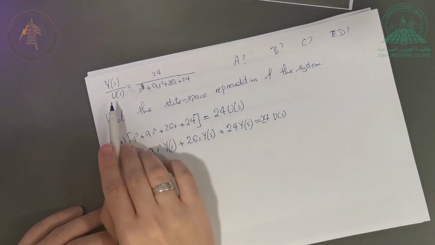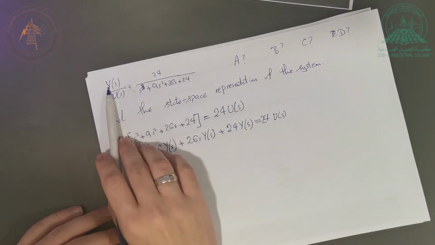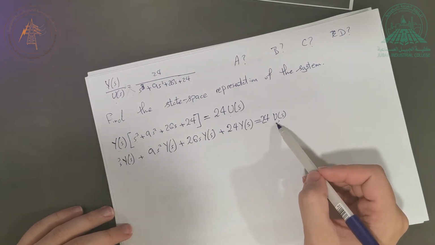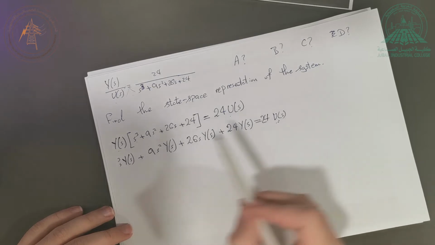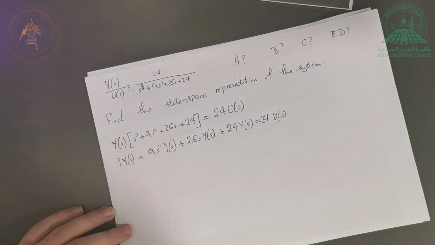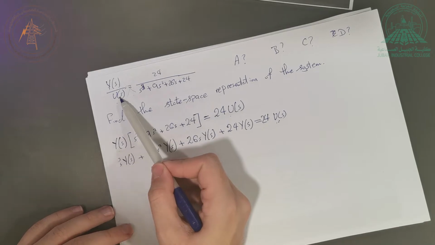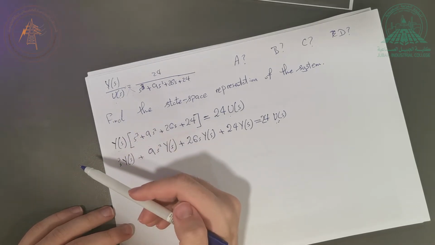Well, in this case, u of s is the input, y of s is the output, right? Don't confuse this with the unit step function, right? This is just the input. So u is the input, y is the output, right? Because the transfer function is written as the output divided by the input in the frequency domain.